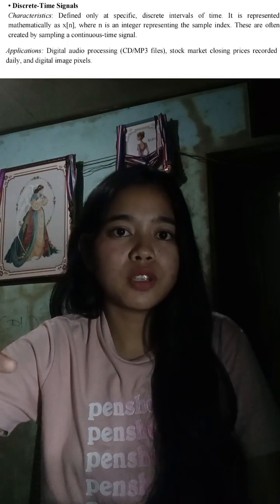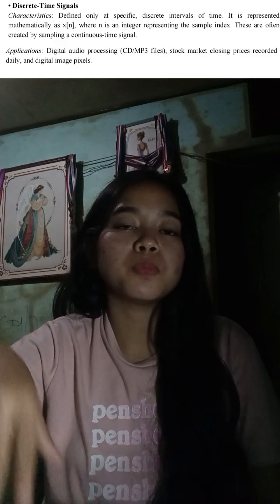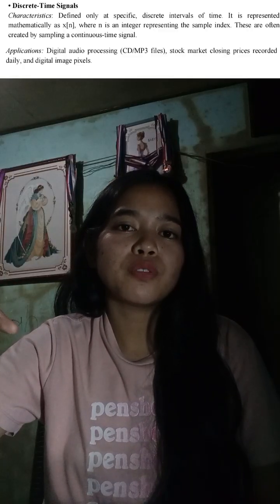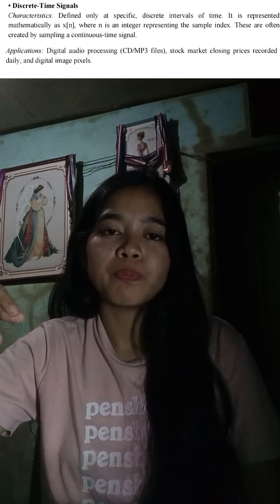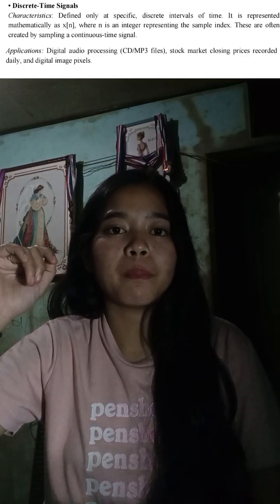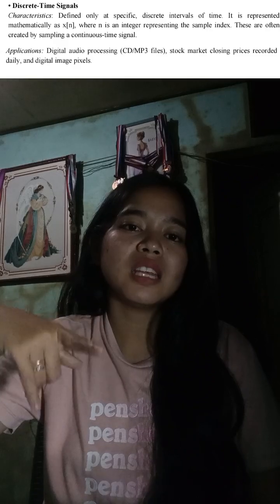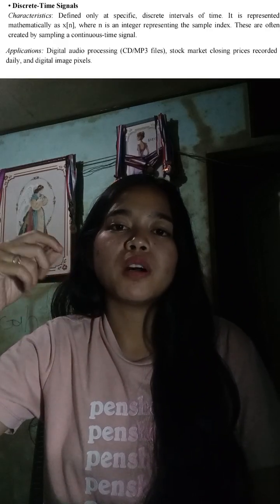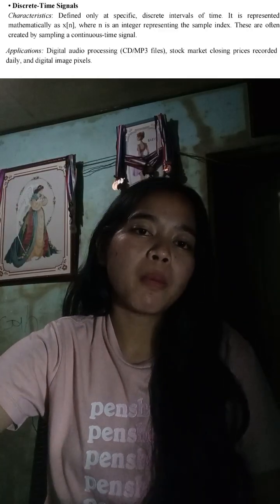Next we have the discrete time signal. In contrast, a discrete time signal only has values at specific, equally spaced intervals along the time axis. Mathematically, it is represented as x[n], where n is an integer representing the sample index. These are often created by sampling a continuous time signal. Relatable examples include digital audio processing like CDs and MP3 files, stock market closing prices recorded daily, and digital image pixels.